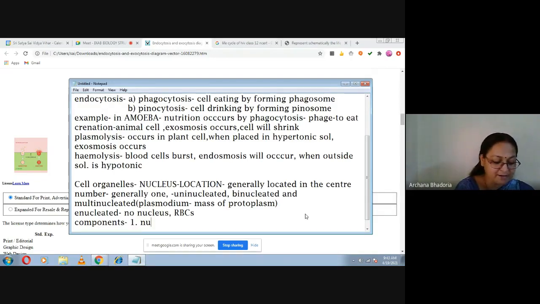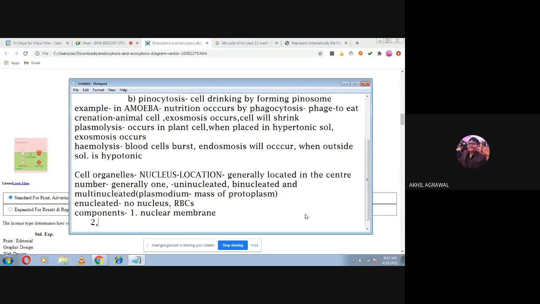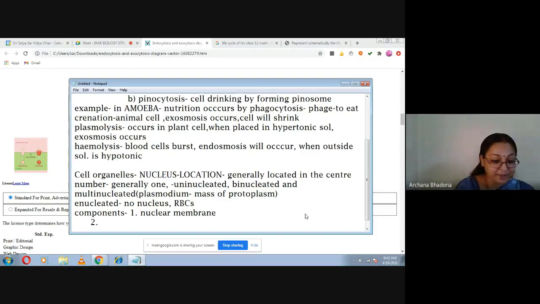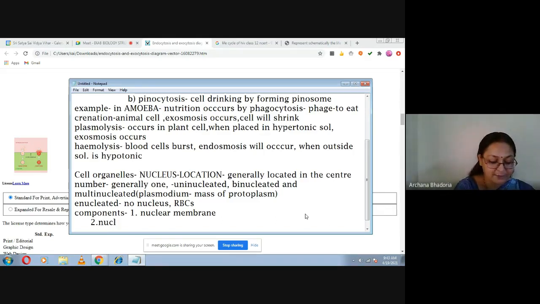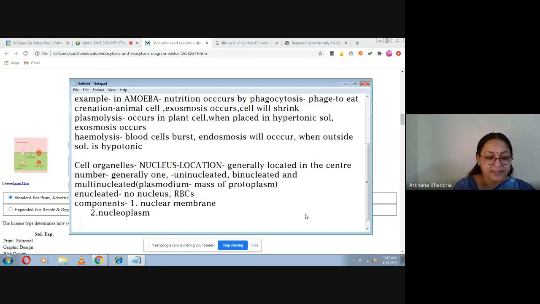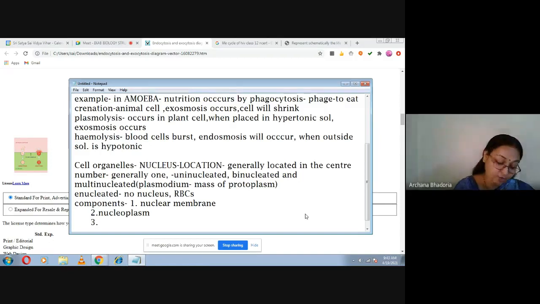Okay, what do you call the outermost covering? What is it called, children? Nuclear membrane. Inside the nuclear membrane, what will be present? The fluid is there. That fluid is called nucleoplasm. Very good. Nucleoplasm. Okay, then in the nucleoplasm, the nucleolus is there.